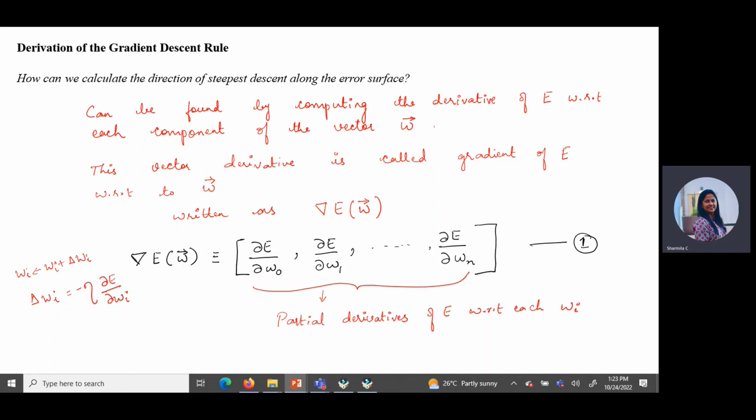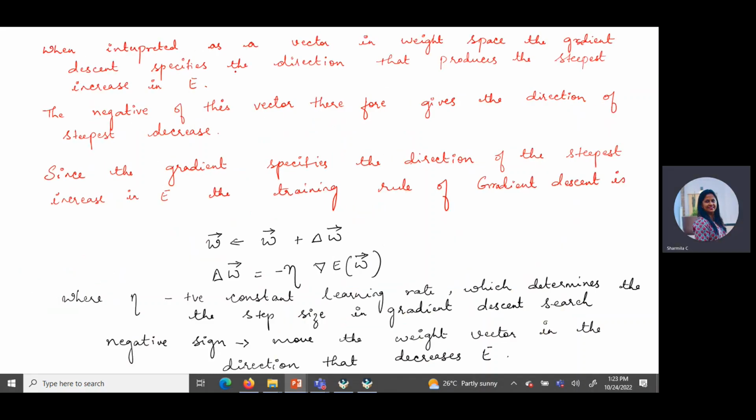Expanded here, when interpreted as a vector in weight space, the gradient specifies the direction that produces the steepest increase in E. The negative of this vector therefore gives the direction of the steepest decrease, because we need to decrease or minimize the error. Hence, we are taking the negative of this vector.